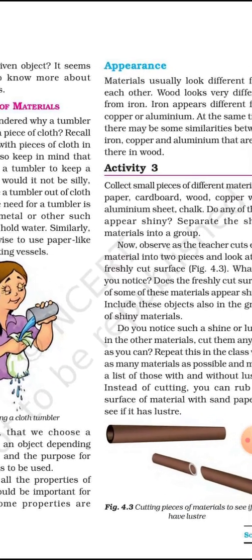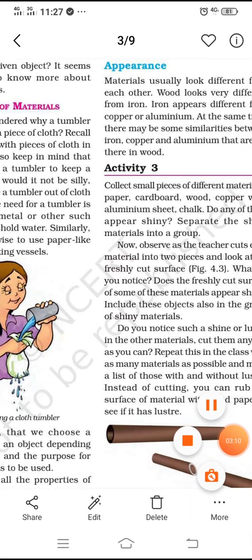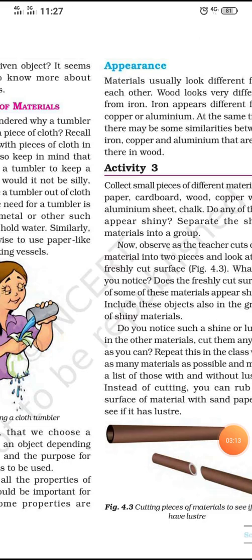See, appearance. Materials always look different. Many types of materials are there. For example, copper and aluminium may look the same, but they have different properties.